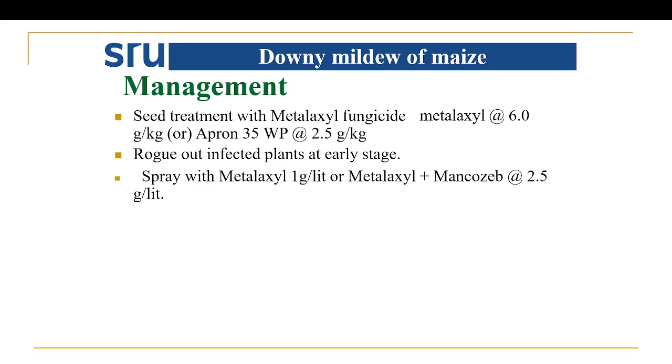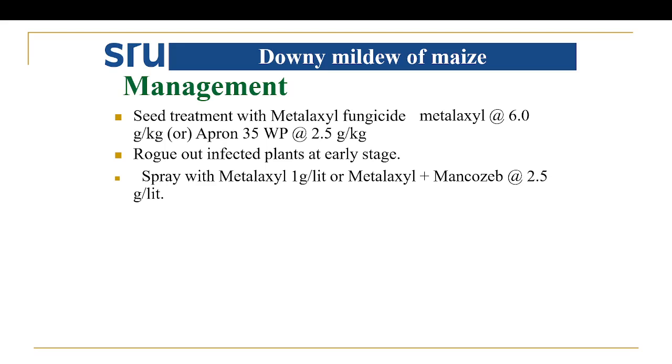Then coming to management of downy mildew in maize, seed treatment with metalaxyl fungicide at the rate of 6 gram per kg or Apron 35 WP at the rate of 2.5 gram per kg. Rogue out the infected plants at the early stage and spray with metalaxyl 1 gram per liter or metalaxyl plus mancozeb at the rate of 2.5 gram per liter. It is the most effective management.